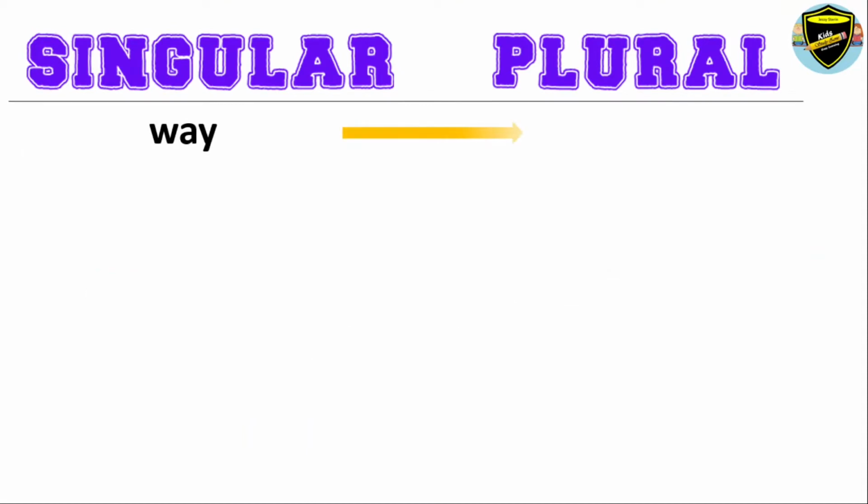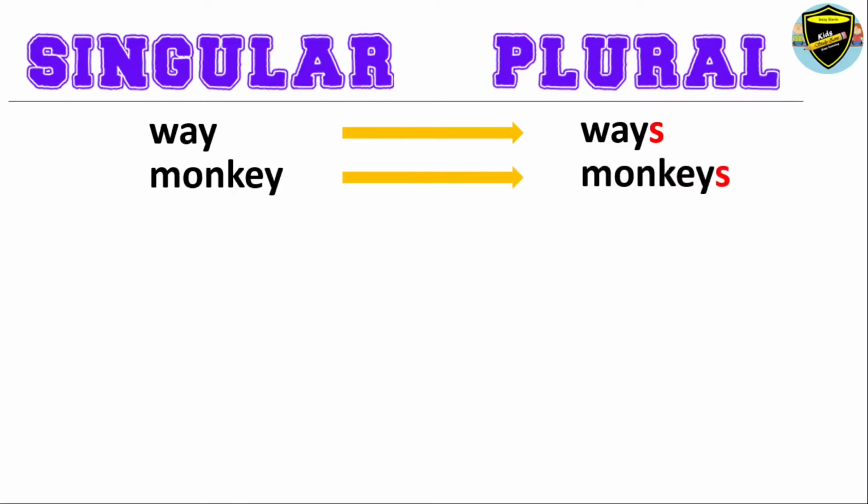Way. Here, the word way ends with Y. And before Y, there is a vowel, that is A. So, we will simply add S to the given word and the plural will be formed. So, by adding S to way, we get ways as the plural. The same way, monkey. We'll add s to it and we'll get the plural monkeys because the word monkey ends with y and before y there's a vowel.